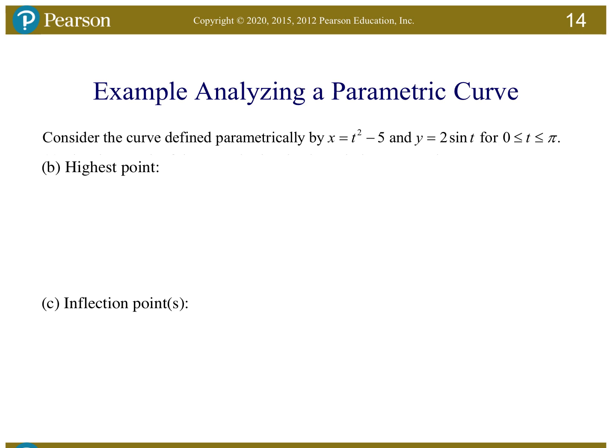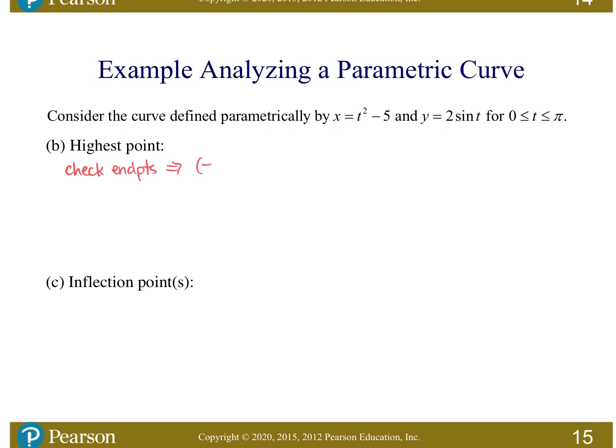The endpoints we already know are not going to be the highest just by looking at it. But if you didn't have the advantage of a graph, you would have to check the endpoints. So I'm just going to put that here. Check the endpoints, and we already can tell from the graph that the endpoints are negative 5, 0, and positive 5, 0. So those were my endpoints.